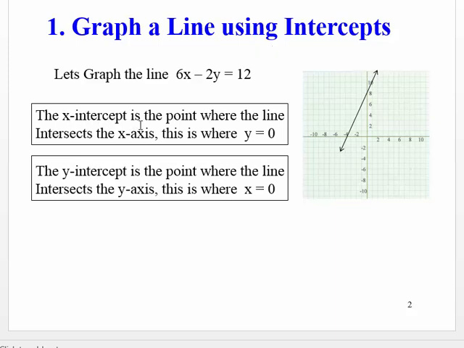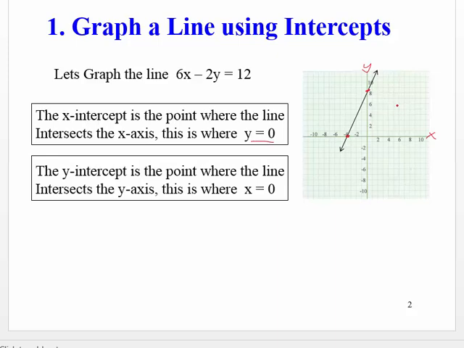The x-intercept is the point where the line intersects the x-axis. Okay, and this is where y is equal to 0. This is our y-axis and this is our x-axis. So y is equal to 10 here, but it's 0 here, and this is our x-intercept right there. The y-intercept is the point where the line intersects the y-axis. And on the y-axis, x is 0, so it's right here.